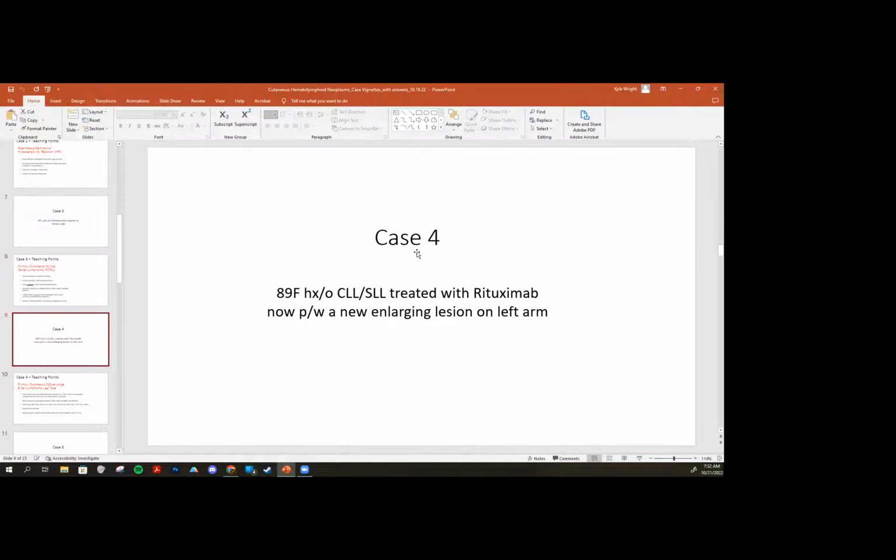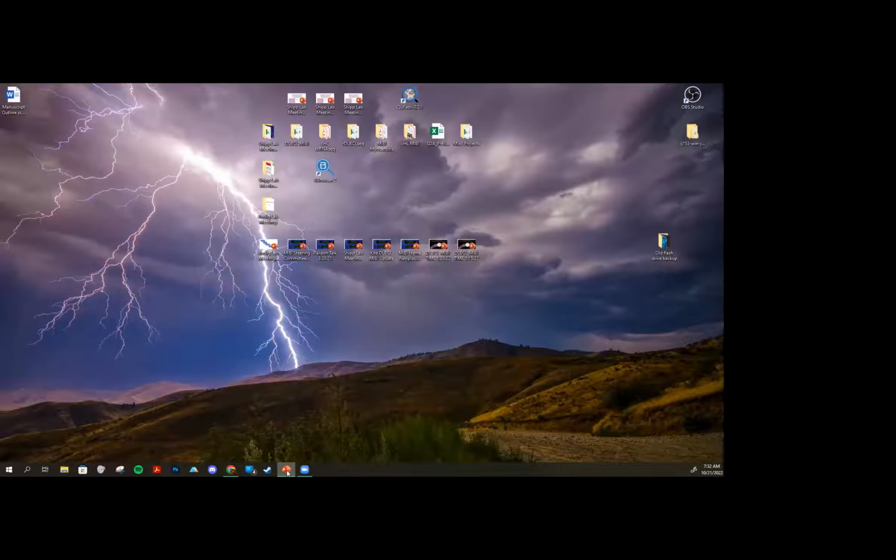All right, case 4. This is an 89-year-old female. She has a history of CLL/SLL, so chronic lymphocytic leukemia / small lymphocytic lymphoma. She's been treated with rituximab, an anti-CD20 monoclonal antibody, and now is presenting with a new enlarging lesion on the left arm.